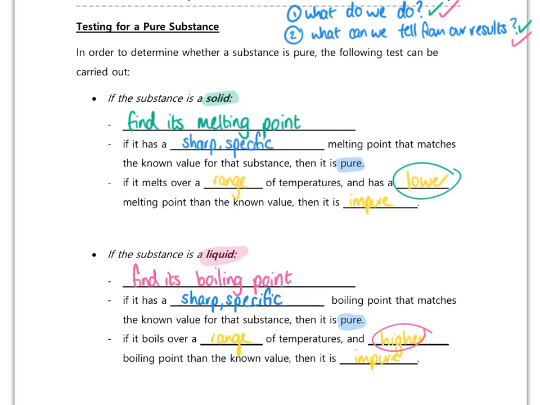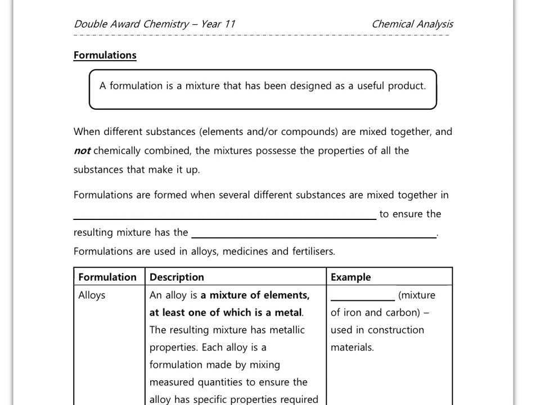And if it was a liquid, then what you would be saying is find its boiling point. And if it boils over a range of temperatures and the boiling point is higher than the known value, then it is impure. So look out for what they specify in the question. Have they specified it's a solid or a liquid? Have they specified is it pure or impure? And go from there.